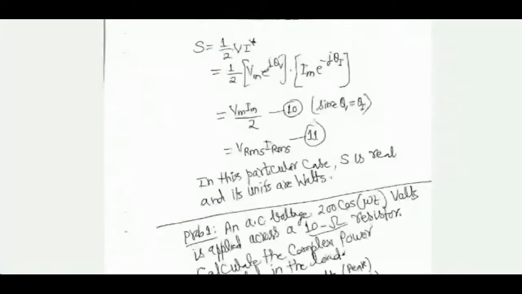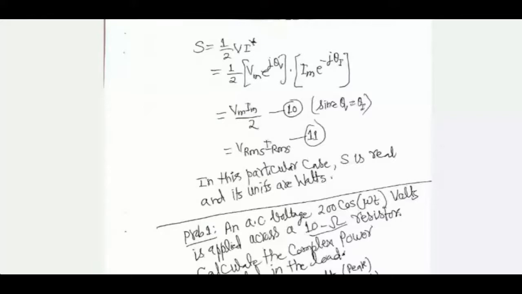Vrms is Vm divided by square root of 2, Irms is Im divided by square root of 2. So S turns out to be Vrms into Irms, which was exactly the value of P that we got using time domain in this case. Although S is supposed to be a complex number in general, in this case it is a purely real number. Okay, and units for S in this case at least are watts.